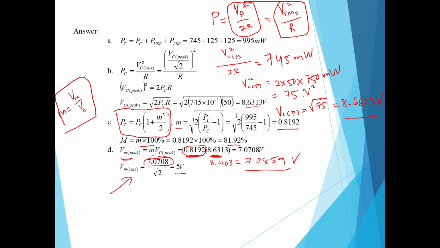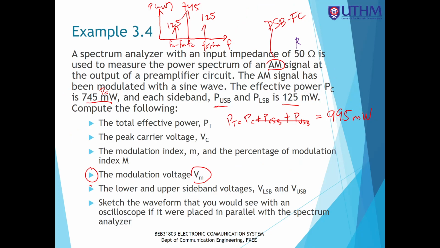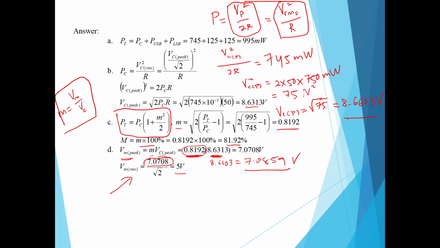Okay, no question. So if you don't have any questions, I will move to the next question, which is to find the upper and lower sideband voltage. So the upper and lower sideband voltage is VLSB equal to Vm over 2, for each of the VLSB and also VUSB.